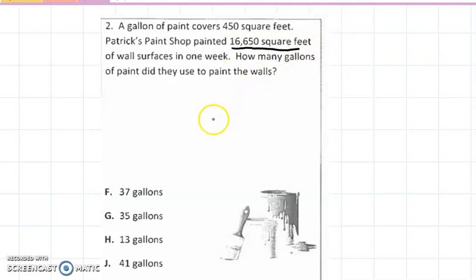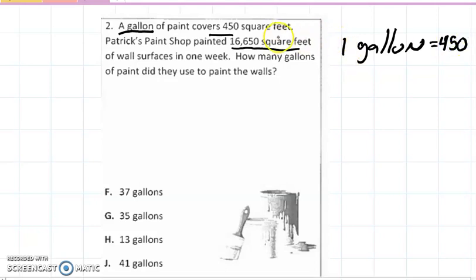If you ever go with your parents to the local hardware store, you'll find out that they purchase the paint in tubs and gallons, in the little cylinder gallon type aluminum containers, or they buy the bigger ones. But in this case, they want you to think about gallons. So here it says a gallon. Well, that means 1 gallon. 1 gallon covers 450, so that means 1 gallon is equal to 450 square feet.